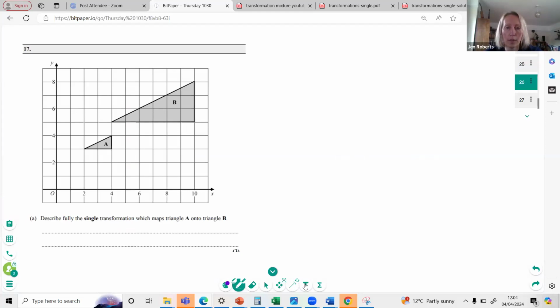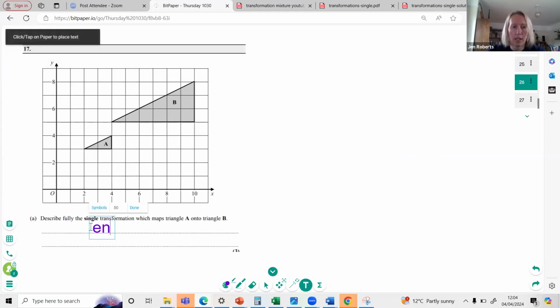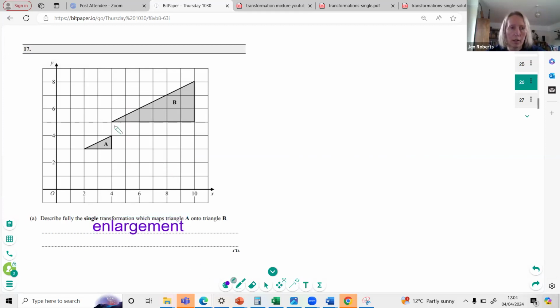Okay, so this is enlargement. Pretty easy to spot this one. This length here is 1, 2, 3, 4, 5, 6. 6 divided by 2 is 3. So our scale factor is 3. Let's get our centre. I'm going to go through those corners first. And then I'm going to go through these corners.